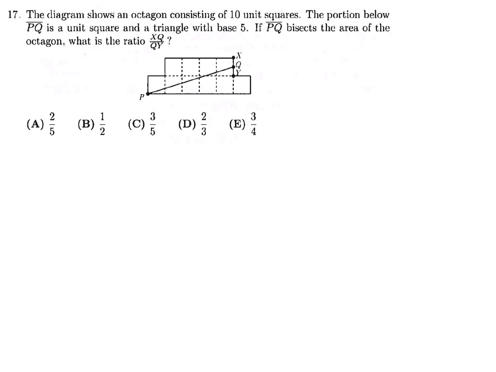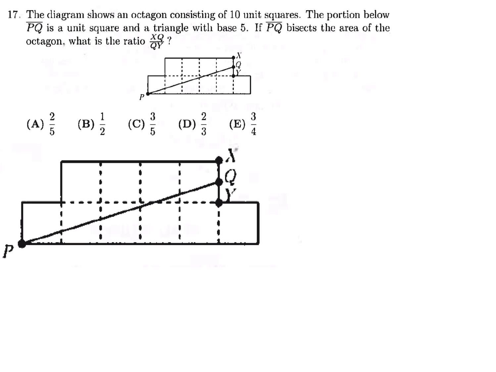The diagram shows an octagon, 8 sides, consisting of 10 unit squares. The portion below PQ is a unit square and a triangle with base 5. If PQ bisects the area of the octagon, what is the ratio XQ over QY? So XQ over QY. All right, well, QY I'll just call b, and XQ I'll just call a. And since they make up the side of one of those unit squares, a plus b is equal to 1.